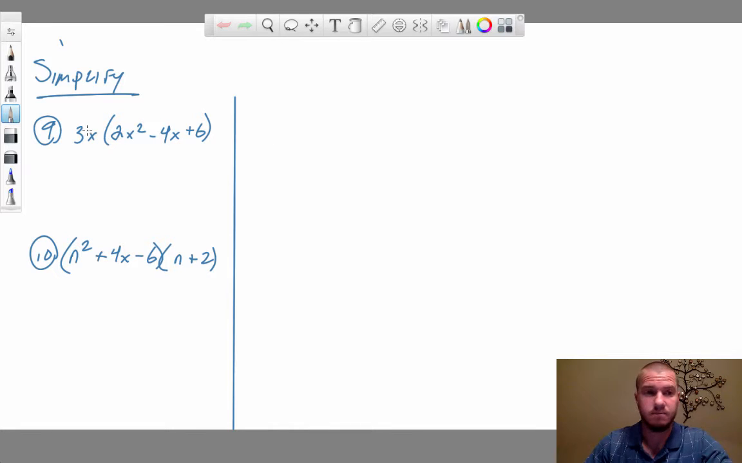When you're multiplying, the same as before, you're just distributing to each term in the parentheses. So I first have 3x times 2x squared. Well, that's going to become 6, and this becomes x to the 3rd because remember we're adding our exponents. And then negative 12x squared, and then this one becomes plus 18x.